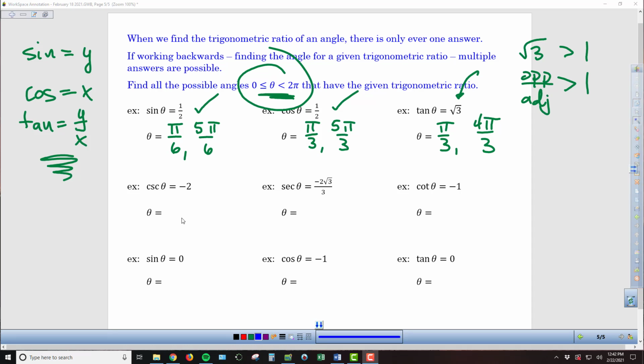For cosecant equaling -2, we're much better off if we rethink this as sine of the angle has to equal the reciprocal, since sine is the reciprocal of cosecant. So I'm going to take the reciprocal of -2, and I get -1/2. So now I'm looking for where the y-coordinate on my unit circle equals -1/2. So that's going to be in the bottom half of my unit circle. So that's going to happen at 7 pi over 6, and again at 11 pi over 6, when the y-coordinate equals -1/2.